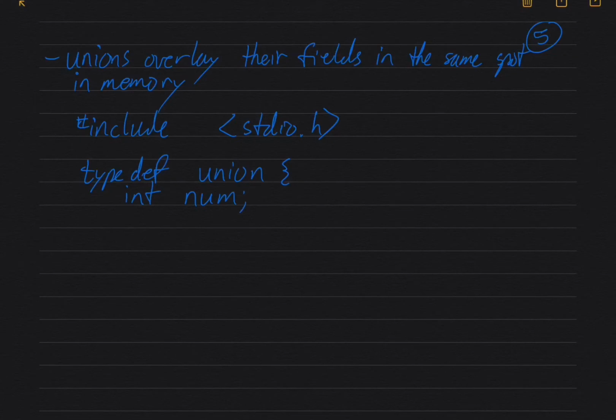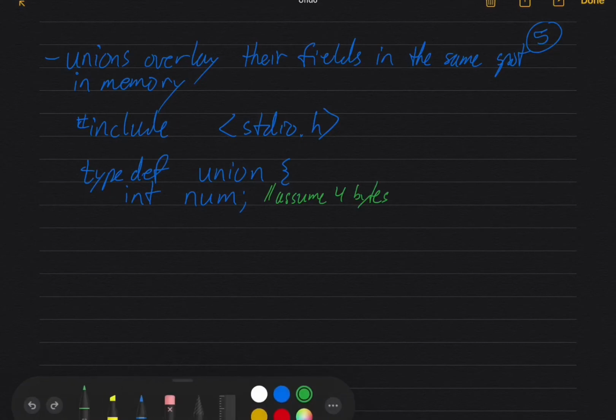So we're going to have an integer that's num, and for this example, again, we are going to assume that is 4 bytes. Integers, we're going to talk about integer sizing later. It can be anywhere from 2 bytes to, it really doesn't have an upper bound. It depends on the processor you're working on. So 4 bytes is common, 8 bytes isn't uncommon, and so on.